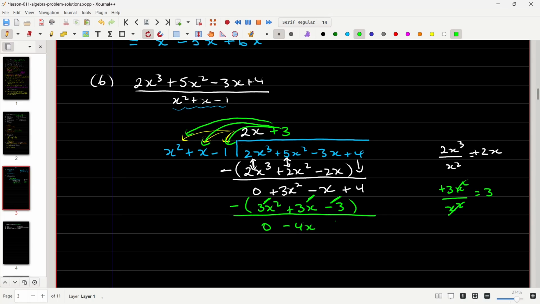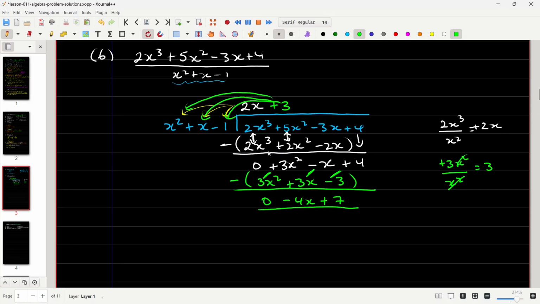And then with these two, I'm going to get 4 plus 3, which is positive 7. And I can't go any further with the division because this linear polynomial inside of here has powers less than this here. So the degree of this polynomial is 1 and the degree of this polynomial is 2. As long as the degree of the polynomial here is less than the degree of the polynomial here, that means we stop.